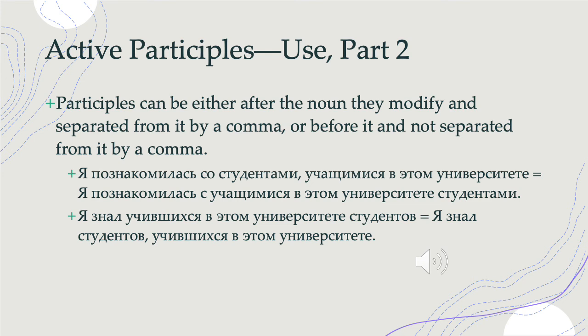With the studying at this university students. That is how you say it in Russian. It makes a lot more sense to them than it might to us. And again, it might seem complicated to us, but because of the case system, it's not at all confusing to Russian speakers. Another example could be Я знал учившихся в этом университете студентов.